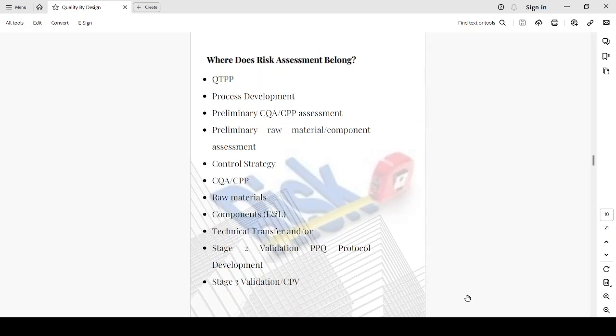So where does risk assessment belong? The first is QTPP, and in process development, preliminary CQA assessment, preliminary raw material assessment, and in control strategy, raw materials, components, technical transfer, and stage 2 validation in protocol development and stage 3 validation.